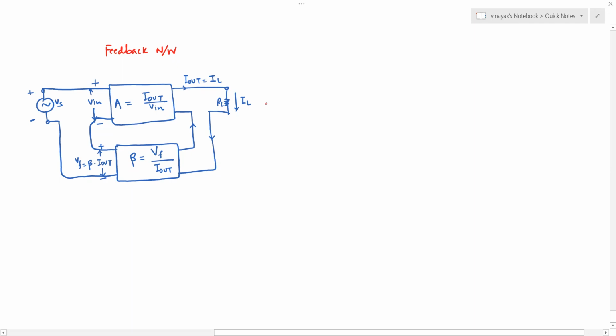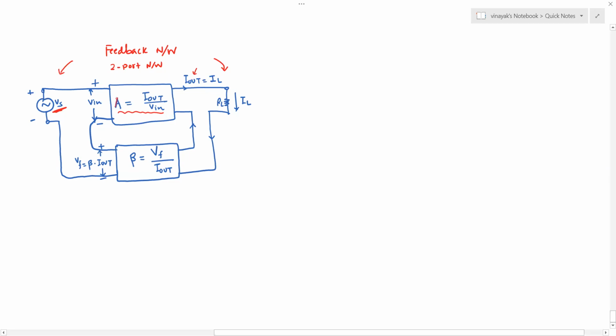We've also seen there are 4 types of feedback, and we are going to see that one by one. So let us step by step analyze this two-port network. This is the input side, or this is the output side, or input port and the output port. So at the input port, you apply an external voltage source Vs as shown here, and then you have a forward gain block, which is producing an output current.